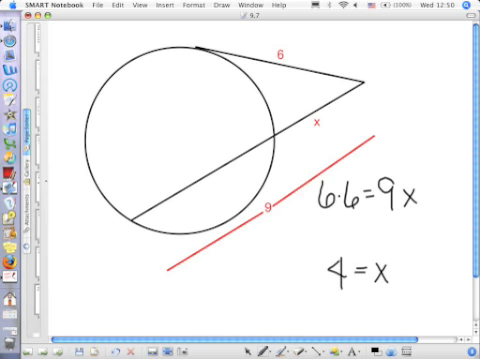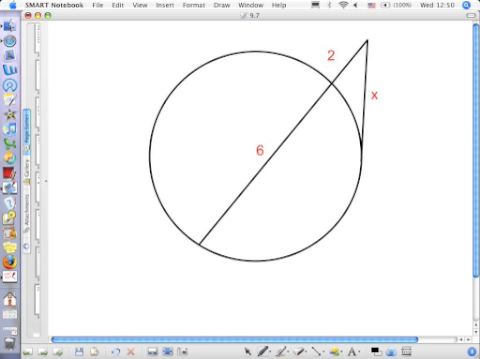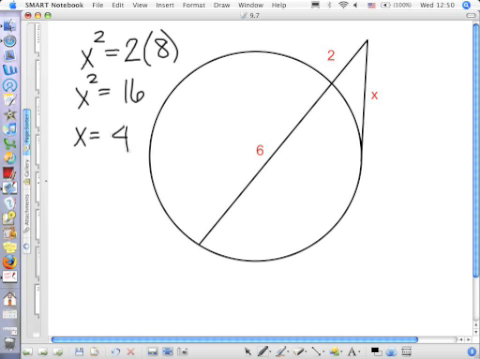And let's say it's a factor. How would you set this up? x times x equals 2 times 8. x squared equals 16. Again, x equals 4. Well, positive or negative, but it's the length, so it can only be positive.